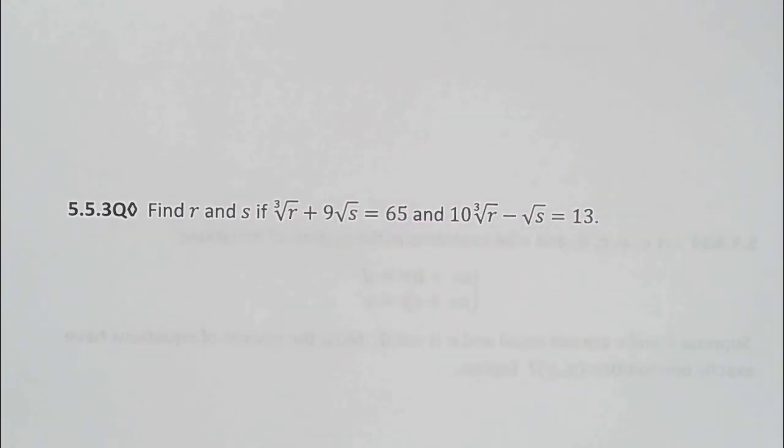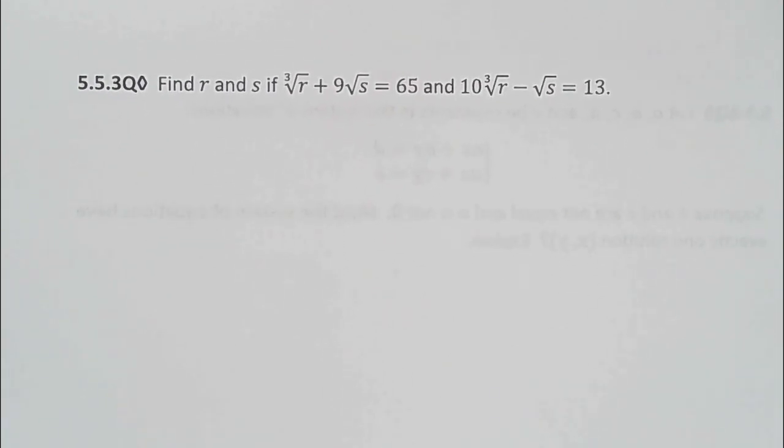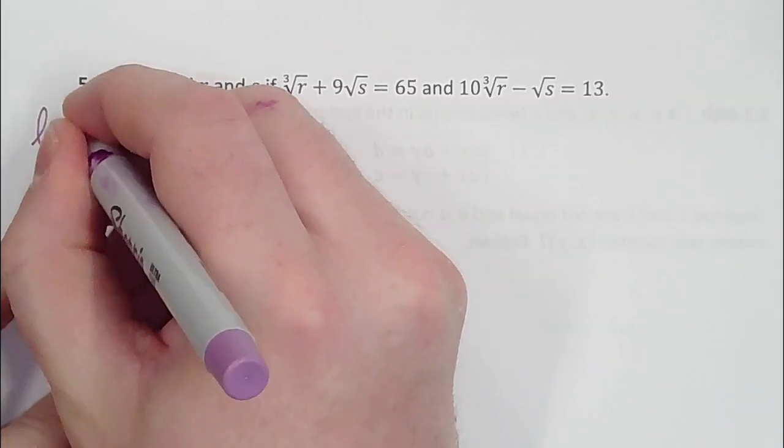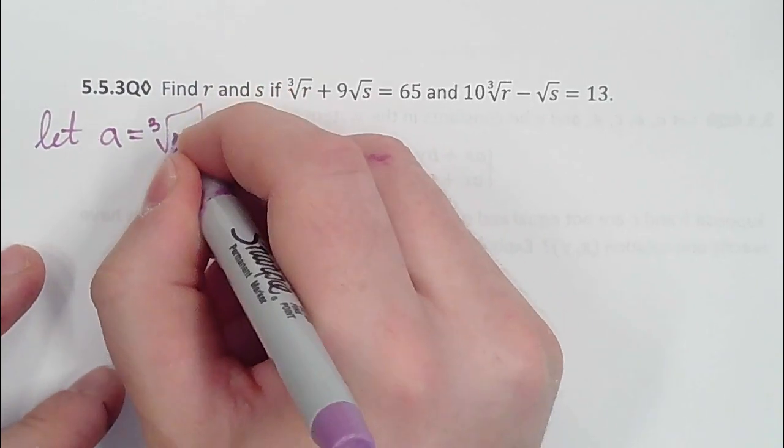5.3. 5.5.3. Yeah, that one. Ooh, this one is spicy, but it's really easy actually. So she wants to look at 5.5.3. This is an advanced question. It's advanced because it looks weird. Here's the pro tip and a very useful strategy in algebra. Replace the weird things with things that aren't so weird. Here's what we're going to do. Let A equal the cube root of R. Okay?